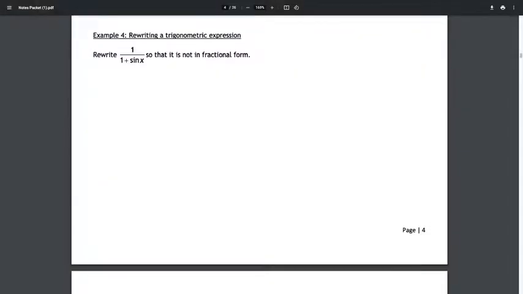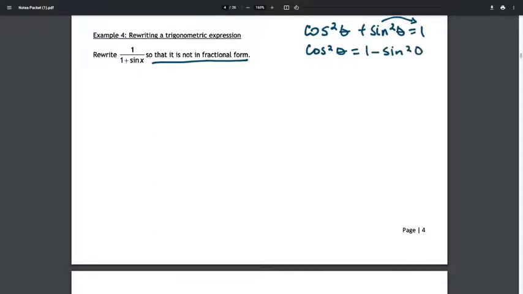Okay, this one's a little trickier. They want us to write it so that it's not in fractional form. So one thing I want to remind you is using your Pythagorean identity. I'm going to move the sine squared over here. So that'll be cosine squared theta equals 1 minus sine squared theta. What I want you to notice here is that that's a difference of squares. So we could factor that to be 1 plus sine theta times 1 minus sine theta.